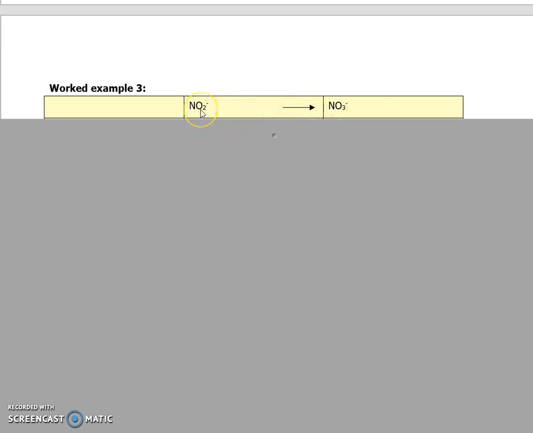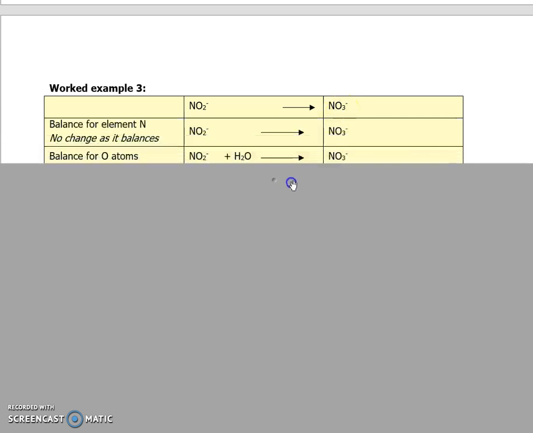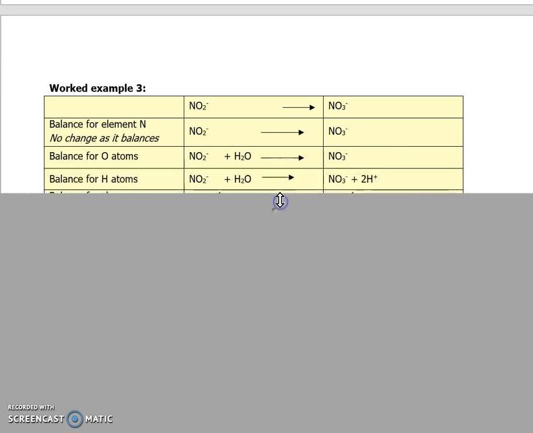But we've got 2 oxygens on the left-hand side and 3 oxygens on the right-hand side. So we need to balance for oxygen, and we do that by adding a water molecule to the left-hand side. So now we've got 3 oxygens on the left-hand side. But again, we've created a problem by introducing a new element, so we need to balance these 2 hydrogens by putting 2 hydrogens on the right-hand side. And that's what our equation becomes.